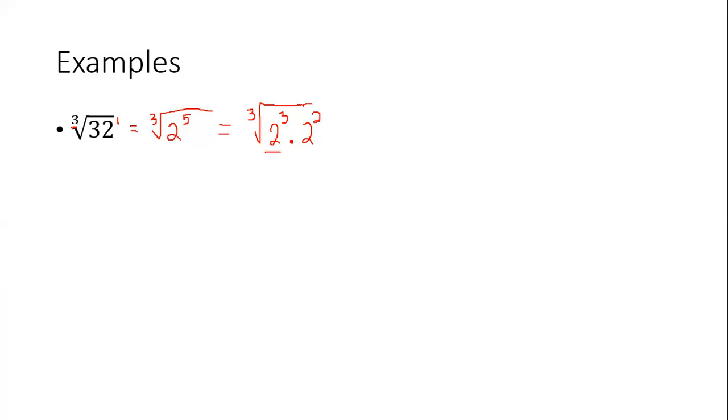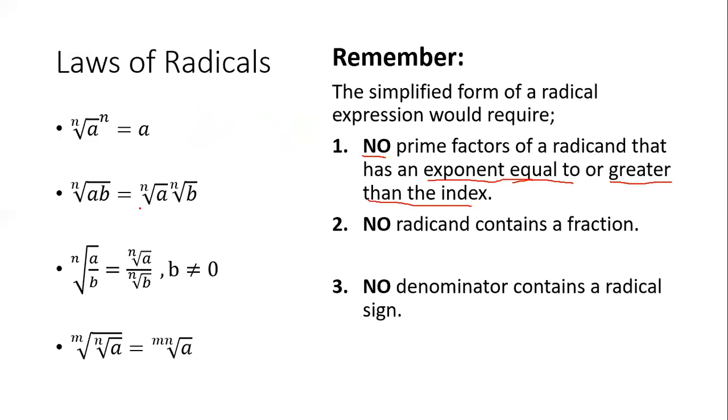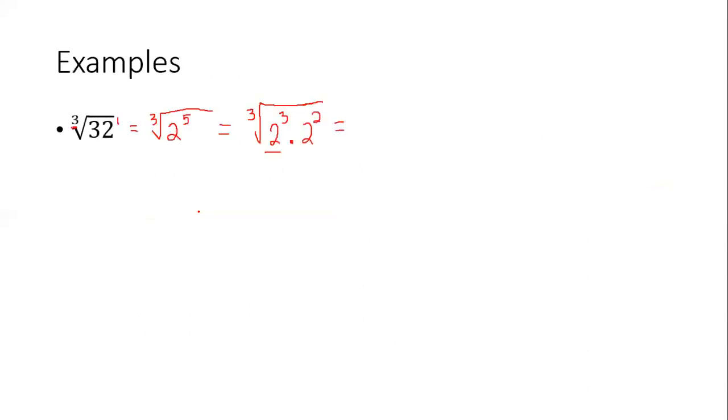So, ang gagawin po natin dyan, simple lang po, we are going to apply the laws of radicals. Ayan, anong law yun? Ito po yun. Paghihiwalayin po natin siya from a factor. Pinaghiwalay po natin siya into ano? Ayan. So, magiging cube root of 2 cubed times the cube root of 2 squared.